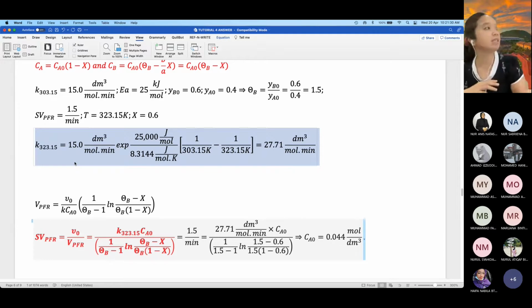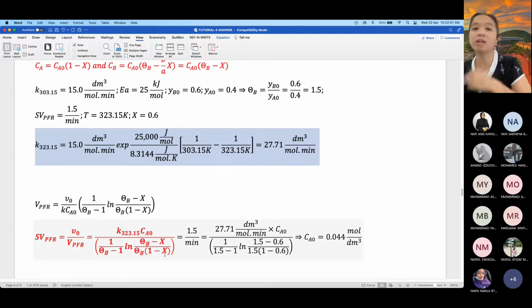So I have K1 15 at 30 Celsius. I can find K2 at 50 Celsius. However, don't forget, the temperature must be converted into Kelvin because the value of R, regardless 1.987 or 8.3144, the temperature unit is still in Kelvin. So don't forget 50 Celsius, 30 Celsius, you must convert into Kelvin. Then only you can substitute to find the new K at 50 Celsius.